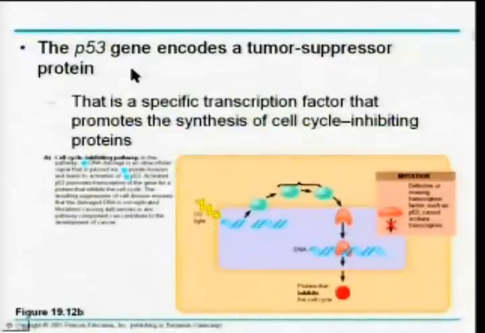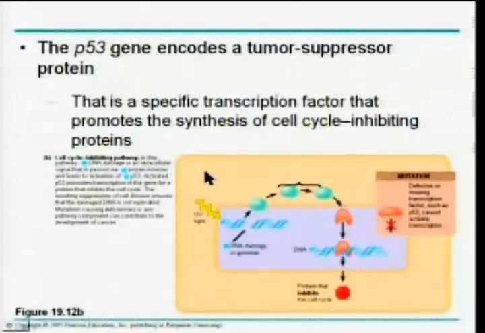Another example, the cell cycle inhibiting pathway. So the previous one was the cell cycle stimulating pathway. We should have noted that. This one is an example of cell cycle inhibiting pathway. So the p53 gene encodes a tumor suppressor protein that is a specific transcription factor that promotes the synthesis of a cell cycle inhibiting, actually, of many, plural, of cell cycle inhibiting proteins.